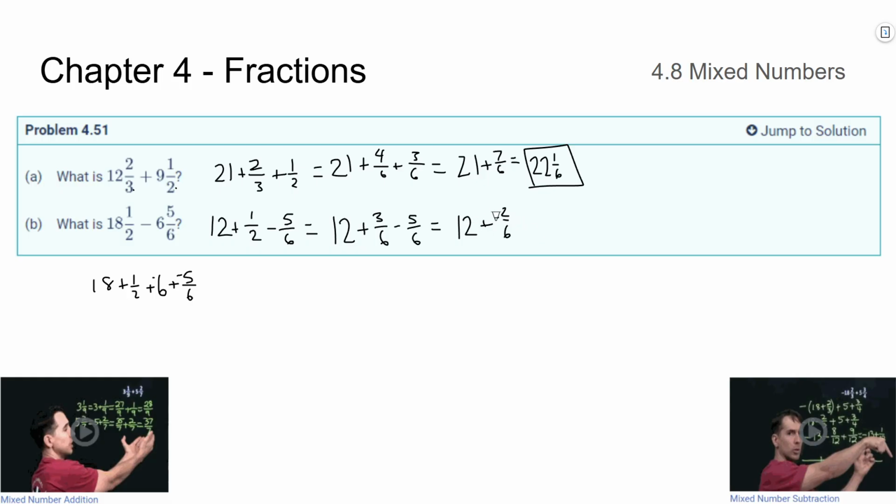That's the same thing as minus, plus a negative is minus, but also 2/6 can be simplified to 1/3. So 12 minus 1/3. So what is 12 minus 1/3? That's a minus there. Well, if you take a third away from an integer here, then you're going to go down to 11 and have 2/3 left of that integer. So 11 2/3.